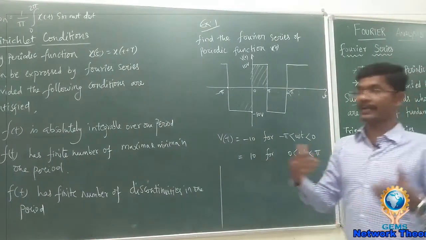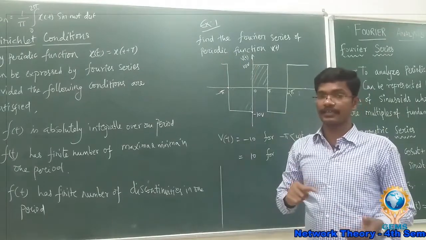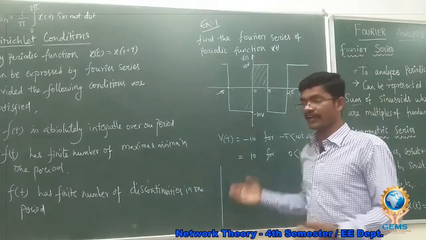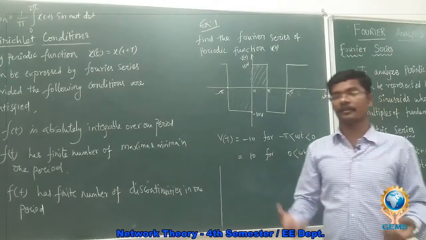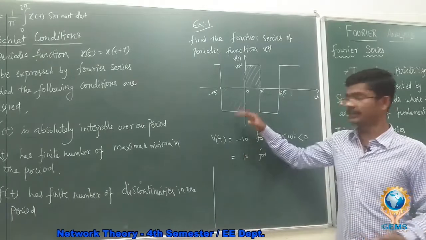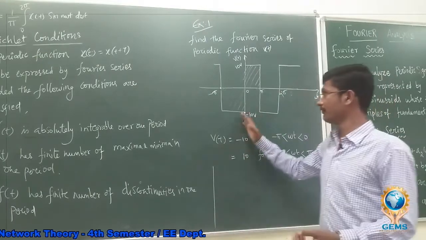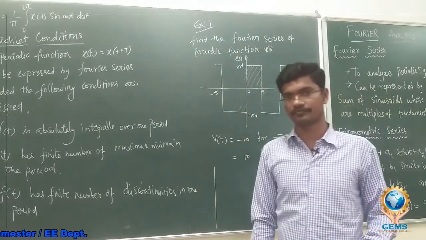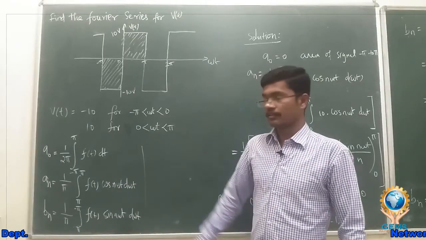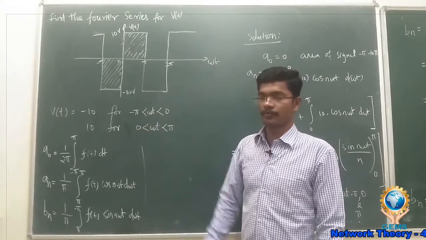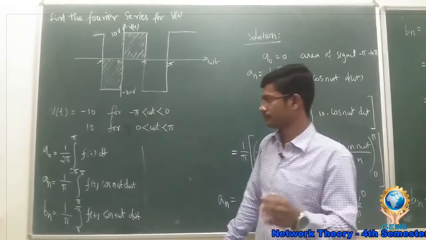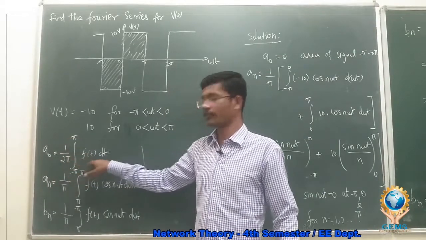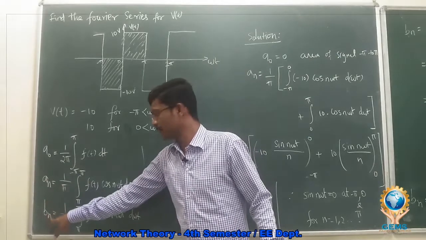Actually, analyzing a Fourier series means finding a naught, a n, b n. If we find a naught, a n, b n, then we substitute in that equation and we will find the Fourier series. For this problem solving, we should know three things: a naught equal to 1 by 2 pi, integral from minus pi to pi of f of t dt, a n and then b n.